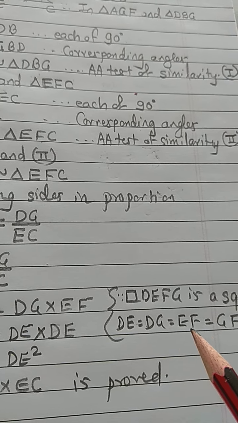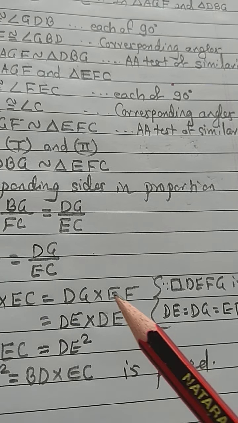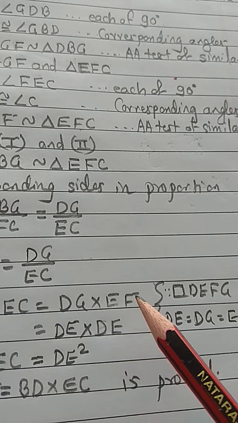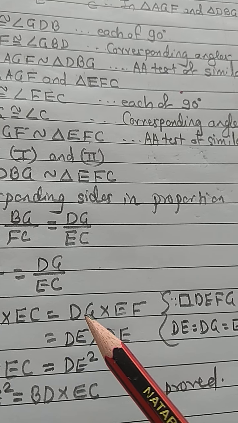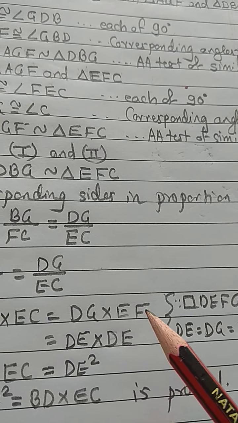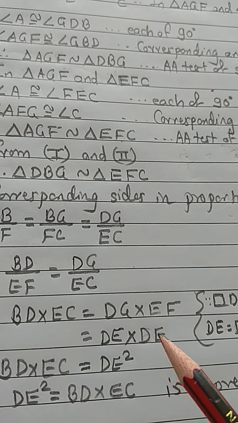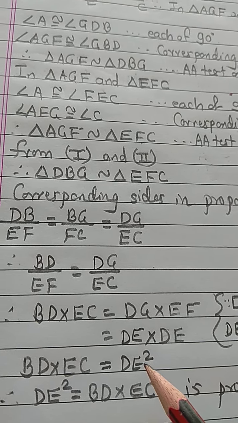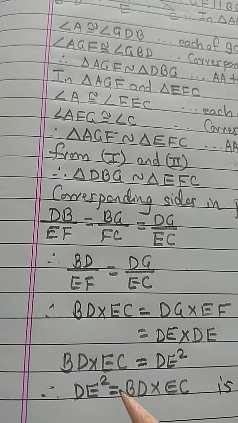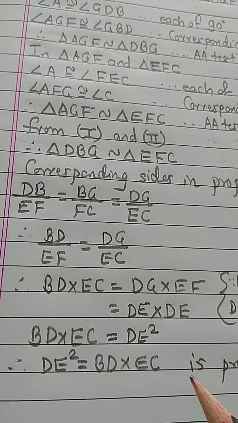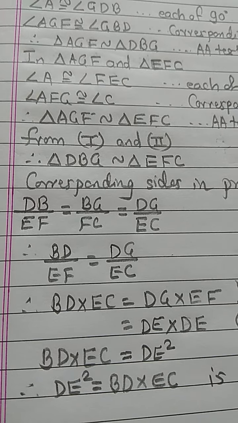Therefore, DG is equal to EF is equal to GF. Therefore, the sides of a square are all congruent. Therefore, in place of DG and EF, we will write another side of the square, that is DE. So DE into DE will give you DE square. So DE square is equal to BD into EC. Hence the proof.